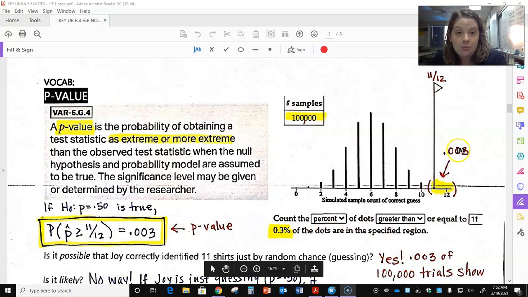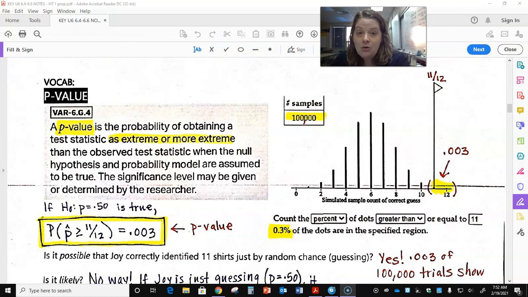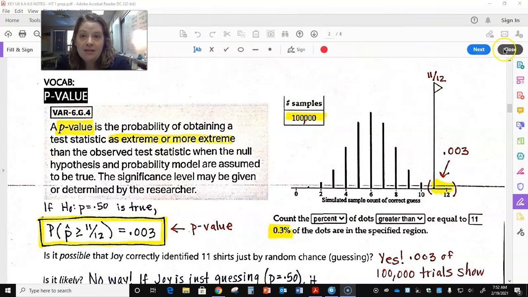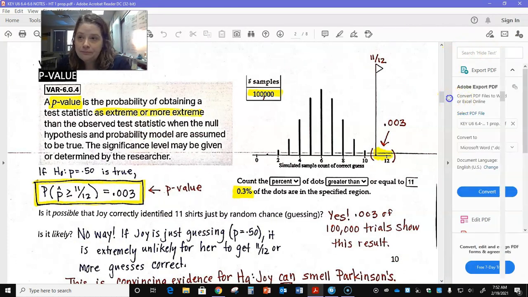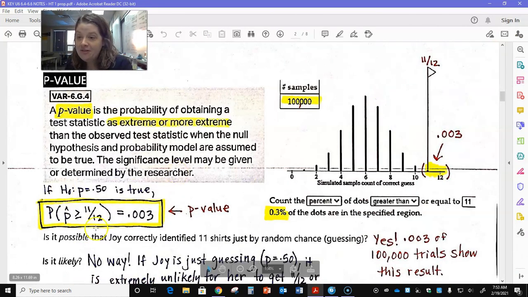So that is 0.003. So the idea is, what is the probability of getting 11 out of 12 or more? This is probably pretty accurate. So if that null hypothesis is true, it's about a 0.003 chance. Now, we call this the p-value. The p-value is the probability of getting a result like ours or more extreme, so getting 11 out of 12 or more correct, assuming that the null hypothesis is true. In our case, that would be assuming that Joy is just guessing and she really does have a 50-50 shot.